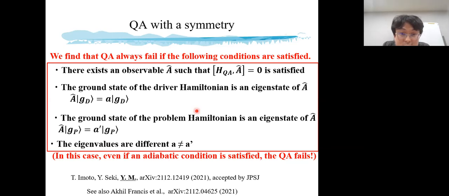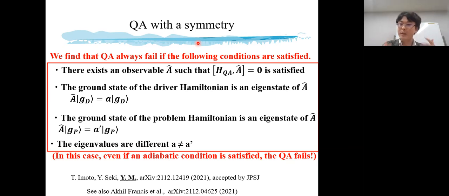Question: if you are performing annealing with an effective Hamiltonian instead of the original Hamiltonian, is decoherence expected to have a more damaging effect? That's a very good question. If we perform annealing with an effective Hamiltonian instead of the original Hamiltonian, I do not know. Wait a minute. Okay, let me answer this way.